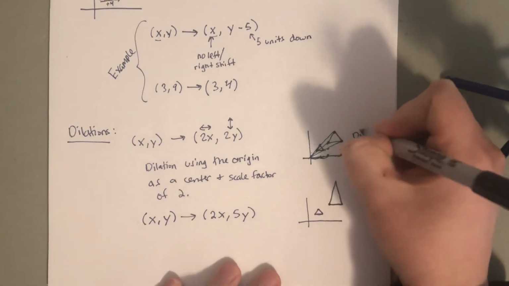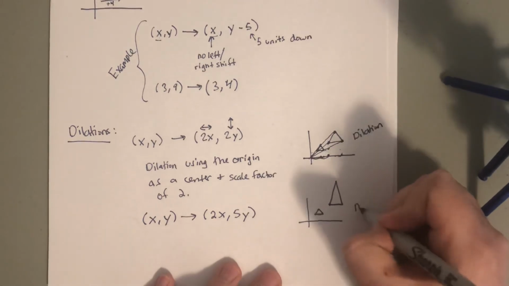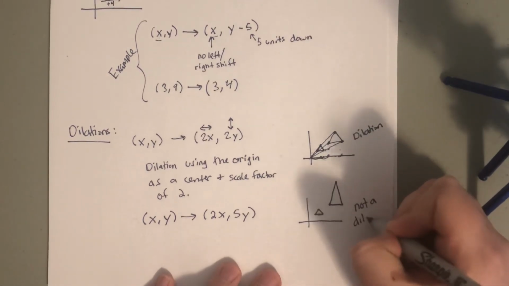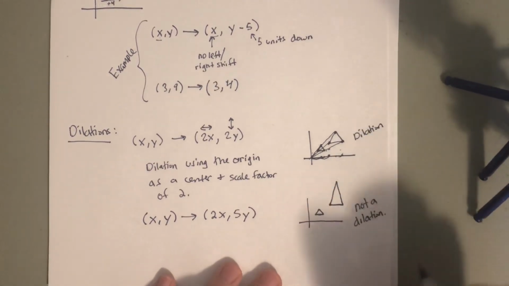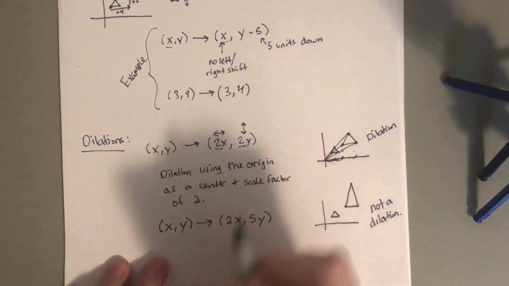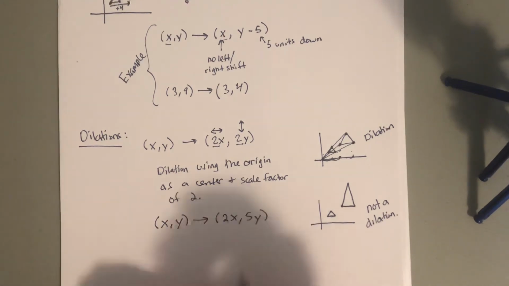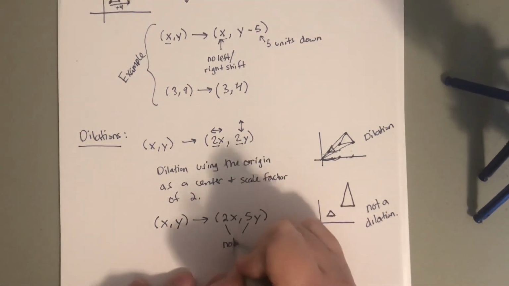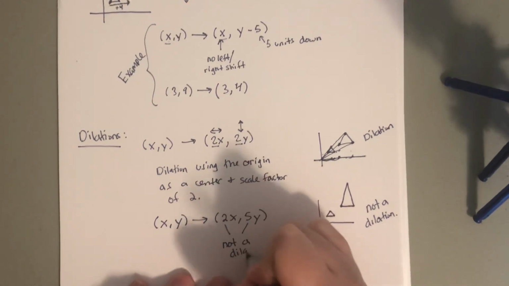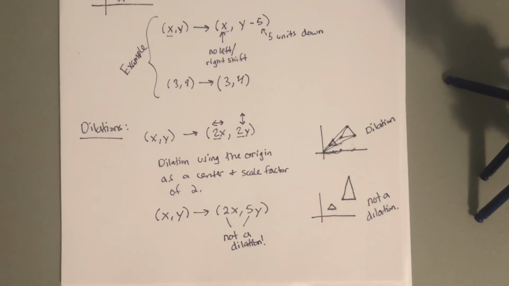So this is a dilation. This is not a dilation. In order for it to be a dilation, you have to multiply each of the coordinates by the same number. Otherwise, it's just going to stretch it and it's not going to be the same shape anymore. So this is not a dilation.